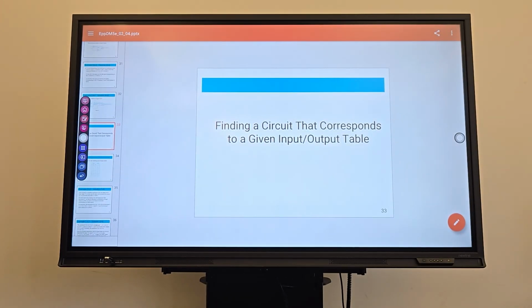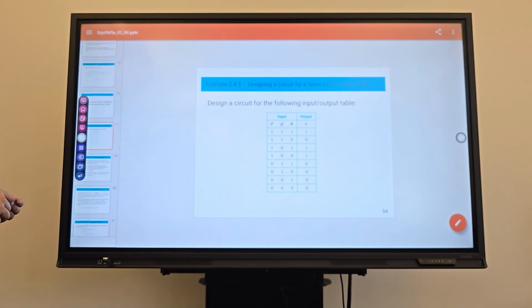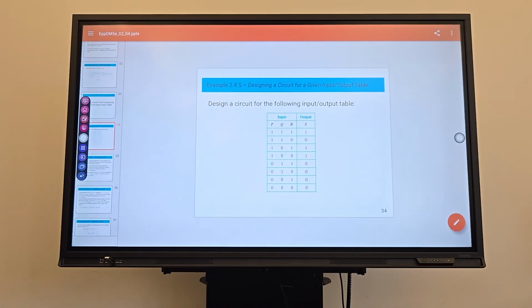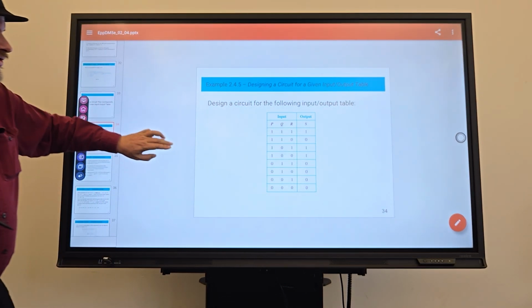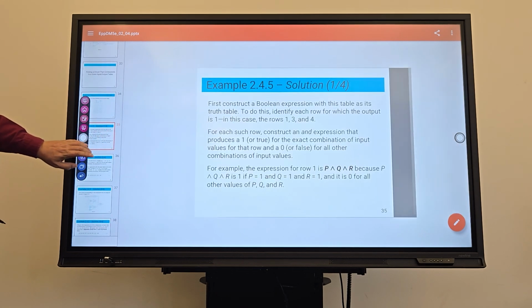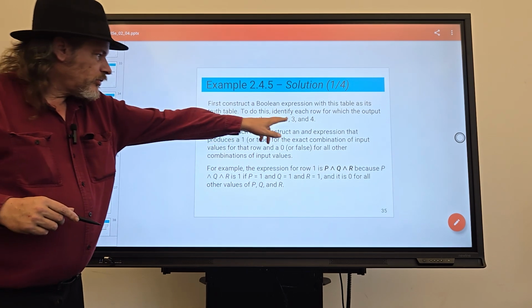But finding a circuit that corresponds to a given input-output table, this is a little bit more tricky. Suppose you have this input-output table. How do you go about finding the circuit for it? Well, you start by looking at the rows that have ones in them. In this case, 1, 3, and 4.